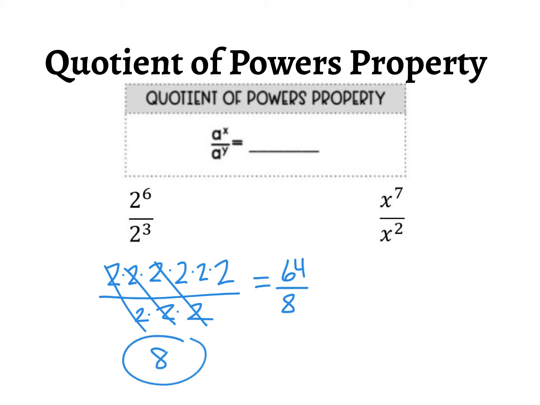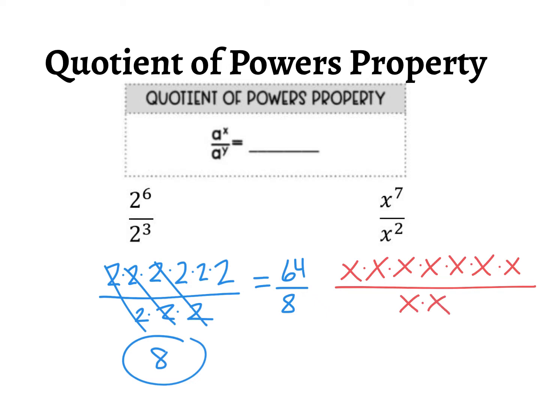In this other example on the right, we have x to the 7th divided by x squared. So expanded notation would look like this. We have x times itself 7 times: x times x times x times x times x times x, one more x. To the 7th power divided by x squared, which means that there's only 2 x's. As I start canceling, I'm canceling this term and this term, leaving me with 5 terms left over. So I have x to the 5th power. Since I don't have a value for x, I'm just going to leave it as x to the 5th power.